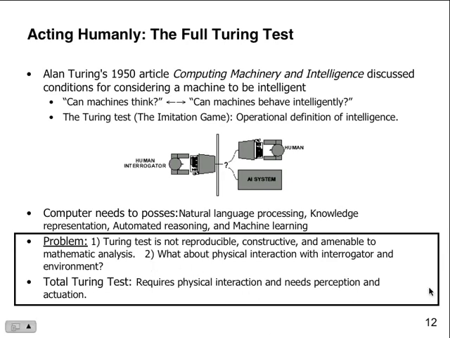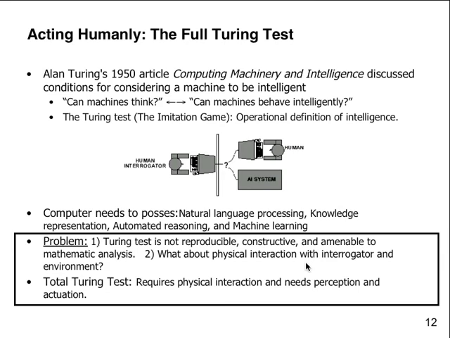What about physical interactions with the interrogator and the environment of the interrogator, which is not taken into consideration? And also, the total Turing test requires physical interaction and needs perception and actuation. Well, it needs feedback. So one of the other problems with the Turing test is the form of the feedback. As I was mentioning before, when you run the intelligent agents of Google or Yahoo, we're getting different feedback, or it's not coming back in a human form. So it's not a human, so it's not artificial intelligence. So it fails the Turing test.